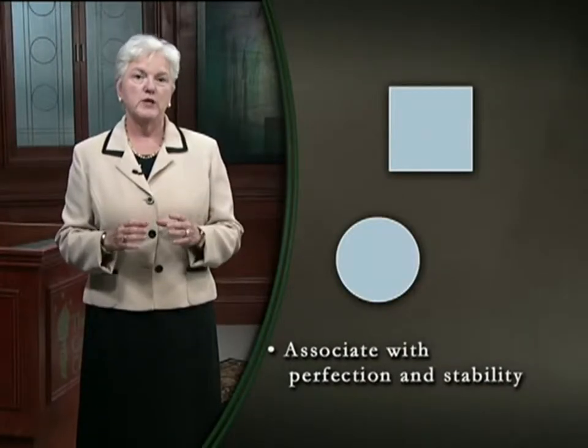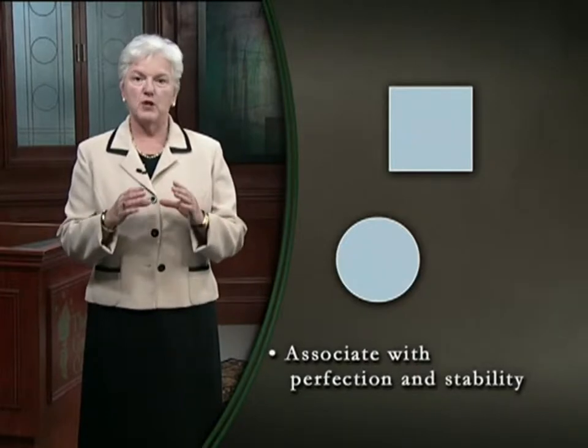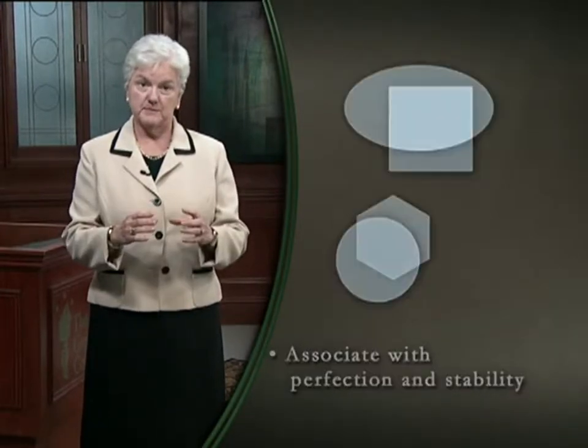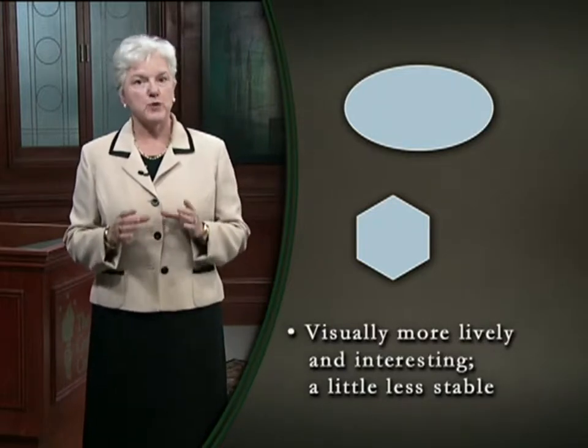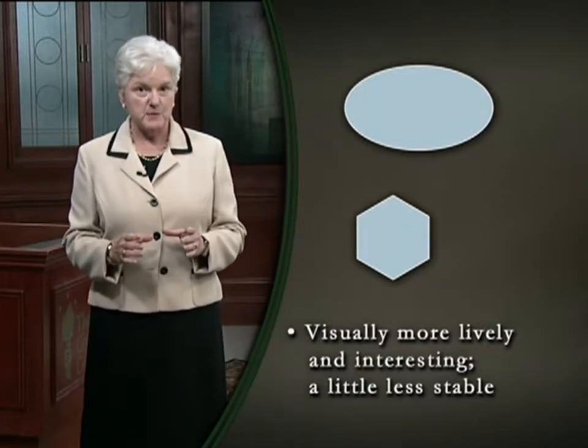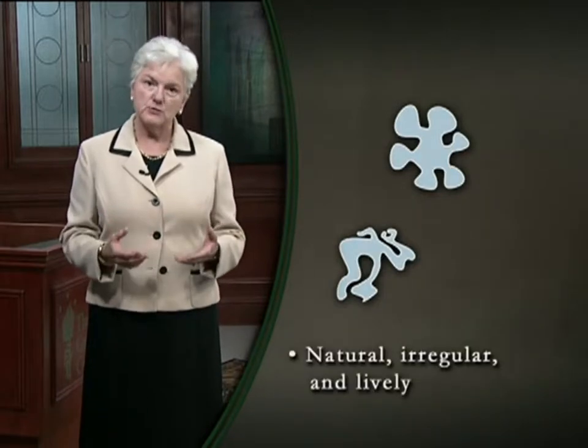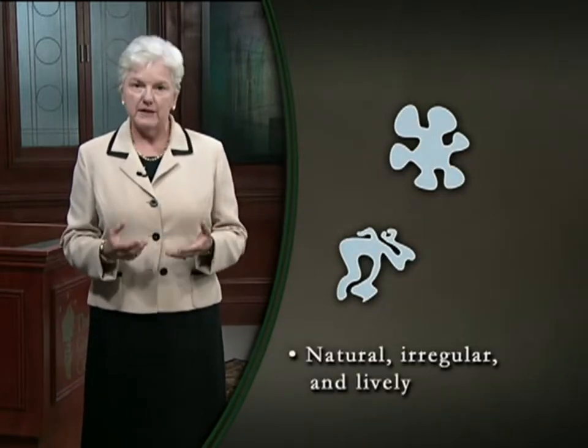Like lines and like colors, shapes can be expressive. And here we just have to pause and look at how we make these associations. Perfectly centered geometric shapes, like a circle or a square, we associate with perfection, but also with stability. Less perfectly regular geometric shapes, like ovals or hexagons, are visually more lively, and we read them as more interesting, a little less stable. Biomorphic shapes are exactly that. They read as natural and irregular and always lively.